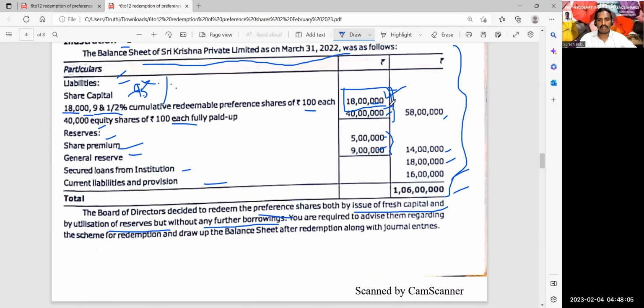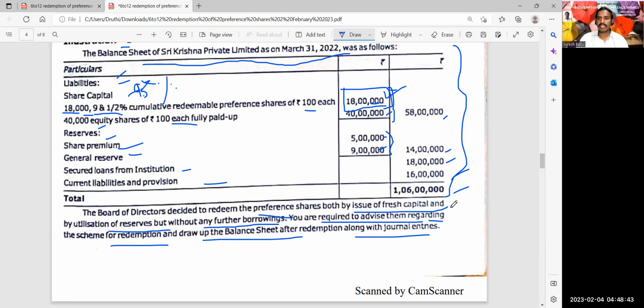How is the redemption being made? Is it at par or at premium? Is it disclosed in the sum? Nothing. But the general rule is that if no premium is mentioned at which preference shares are to be redeemed, then it is quite obvious that on par value, that is 18 lakhs, should minimum be handed over to preference shareholders. Then for this case, you are advised to advise them regarding the scheme for redemption and draw up the balance sheet after redemption along with the journal entries.